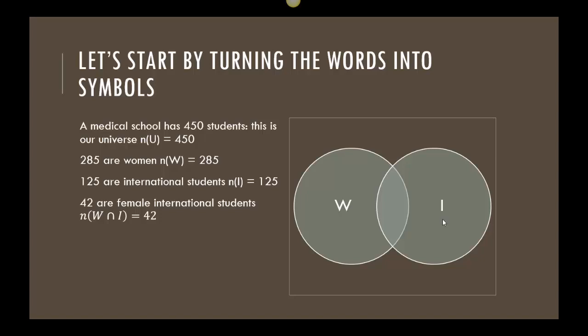So I'm going to start out by trying to place these numbers over into the Venn diagram. As I do them, the numbers are going to change. I'm not going to see the 285, the 125, or the 450. The only number you're going to see me put directly into the Venn diagram is the 42.